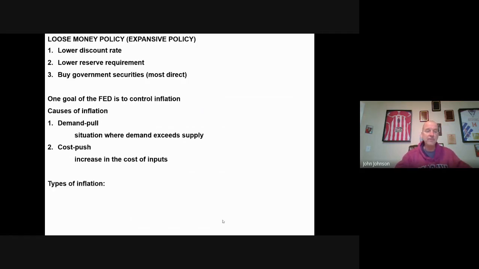I'm going to show you 3 types of inflation. The first one's called creeping inflation. It's an inflation rate somewhere between 1% and 3%. To be fair, we don't really notice that too much. If something goes up 1%, 2%, 3%, we don't really know. We can deal with it.